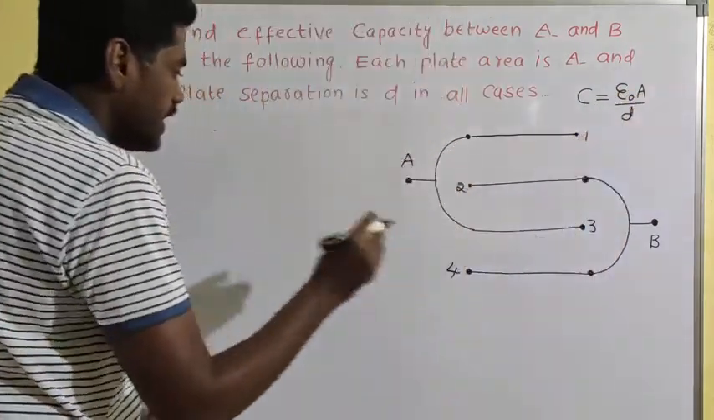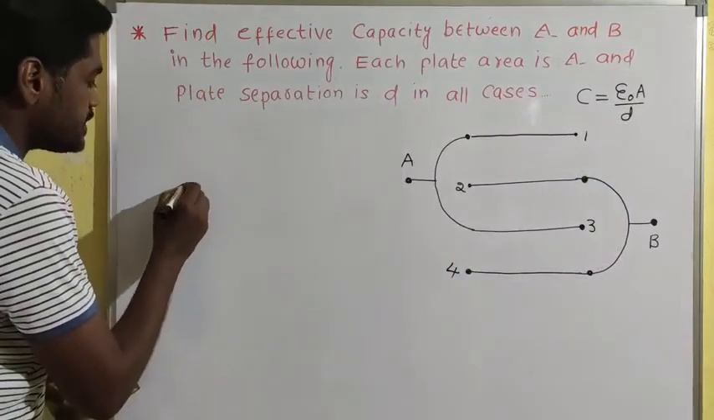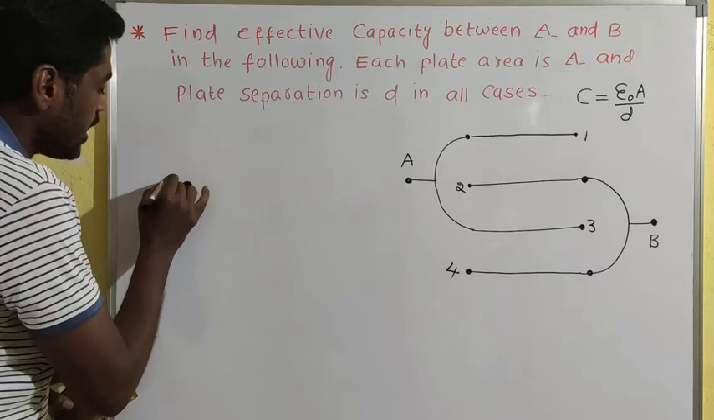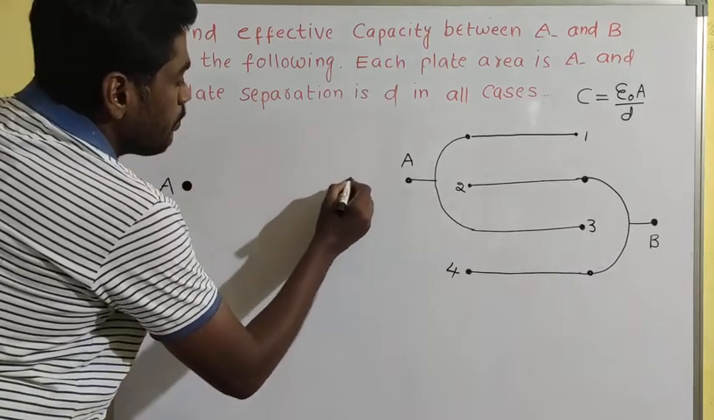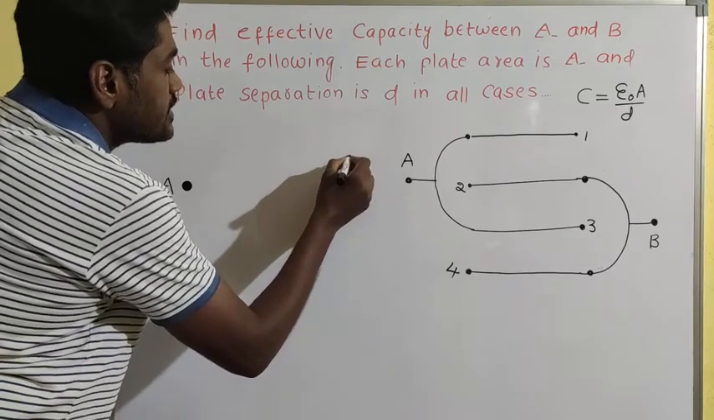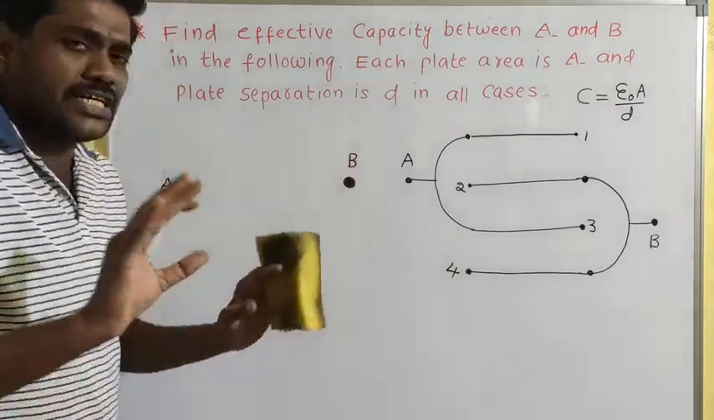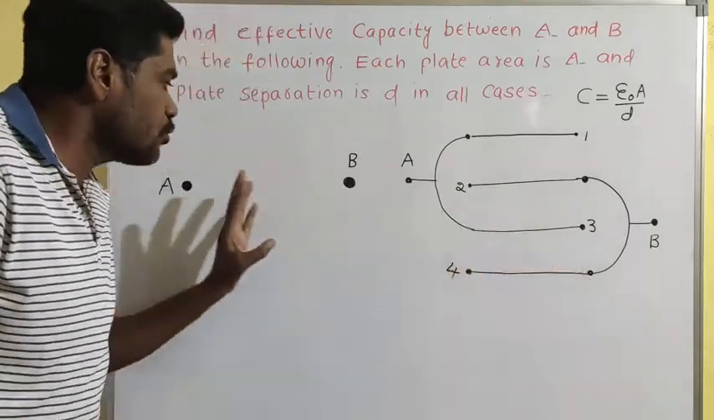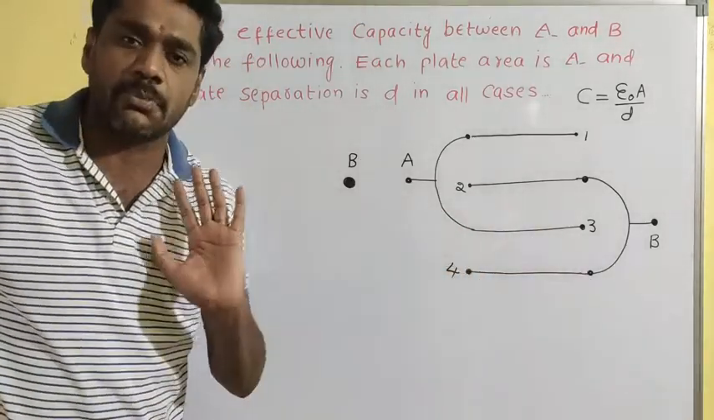Now in the diagram, just represent 2 points. This is the first point that they have given, A, and this is the second point, for example I am taking it as B. Not necessary to worry about anything. How many points are there? A and B. Just represent them on your practice paper.